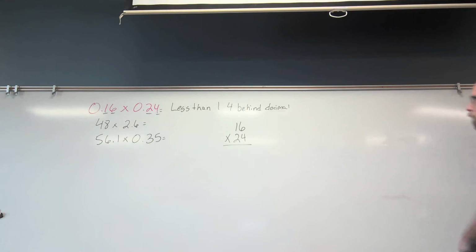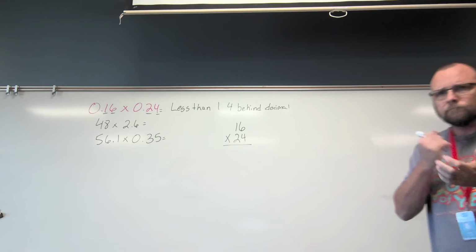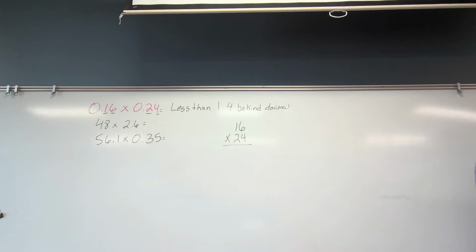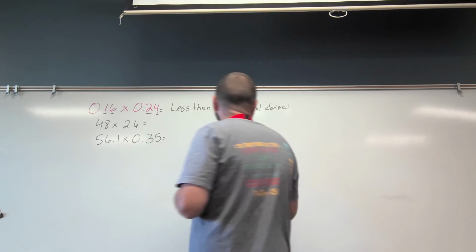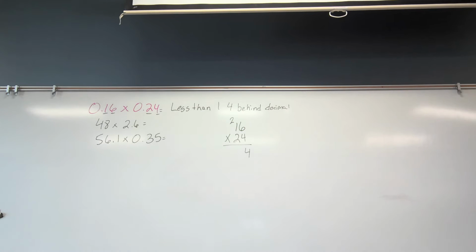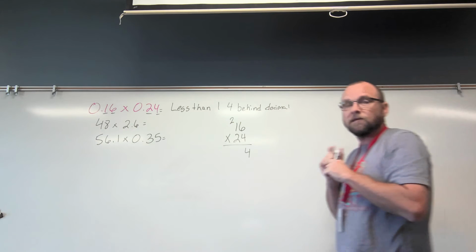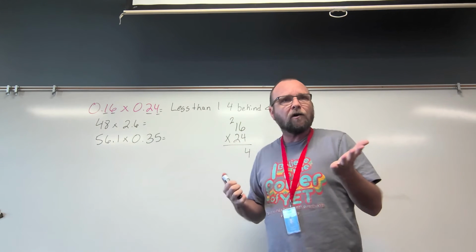Silas, what is 4 times 6? 24. So I have 4 ones and 2 tens. Silas, what is 4 times 1? 4. Plus 2. 6. Thank you, Silas.